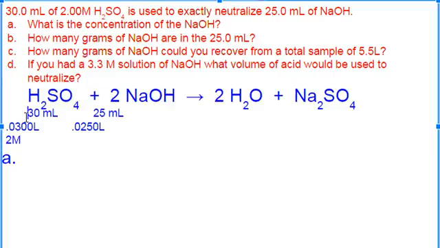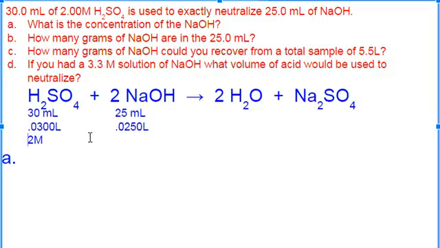And I've noted that we've got 30 milliliters of the H2SO4, which is 0.0300 liters if I hang on to my sig figs, and 0.0250 liters of the NaOH. And I know the concentration of the H2SO4 is 2 molar, and the concentration of the NaOH is what we were attempting to find by running this titration. So right away, I asked, what is the concentration of the NaOH?